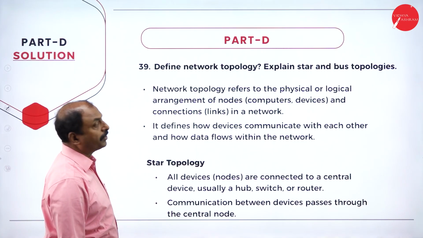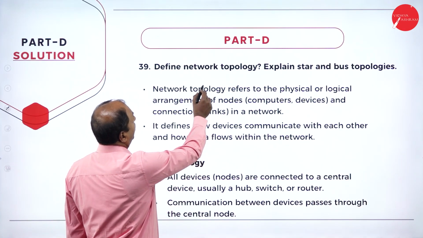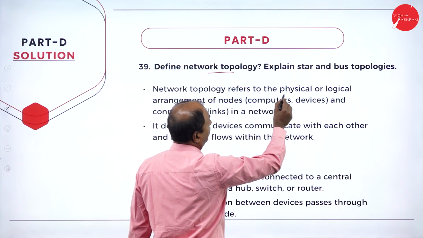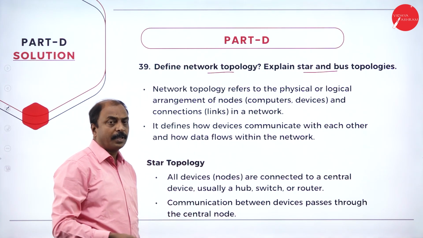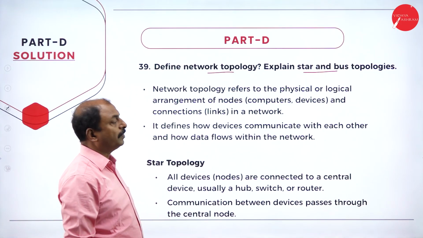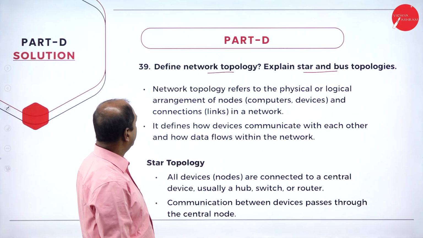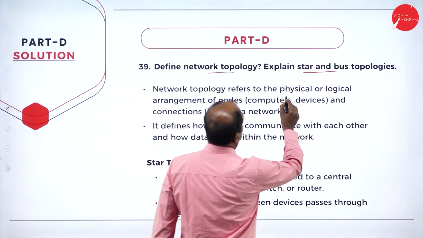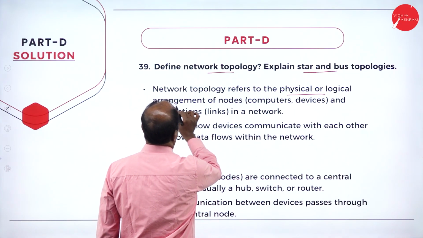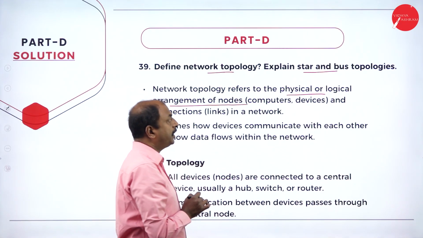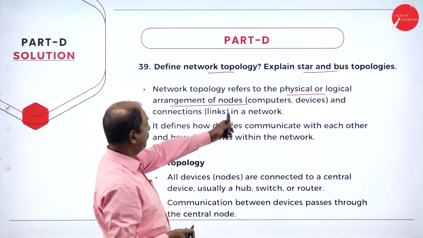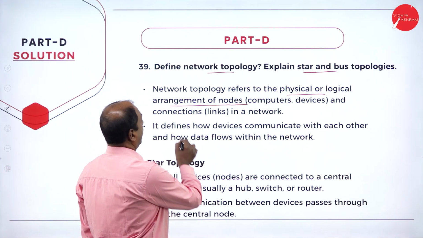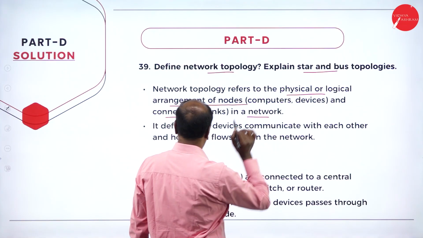Now let us move on to the next question. Define network topology, explain star and bus topology. Now you know what is a topology. It is nothing but the arrangement of computers in a computer network. It refers to the physical or logical arrangement of nodes, which are nothing but computers or computing devices in a network, termed as nodes, and the connections in a network.